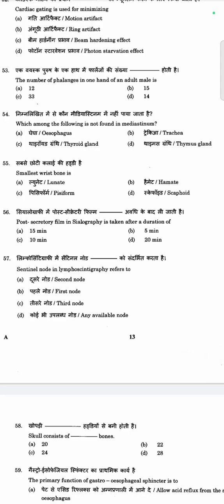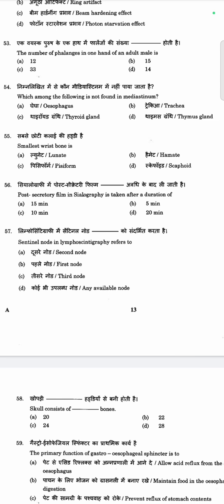Which among the following is not found in the mediastinum: trachea, thymus, esophagus, thyroid gland. Trachea is found, esophagus is found, thymus gland is found. Sorry, thyroid gland is not found in the mediastinum, because thymus gland and trachea are found there. Thymus gland is just above the liver, in the mediastinum. Esophagus is in the mediastinum. Thyroid gland is above the chest level.